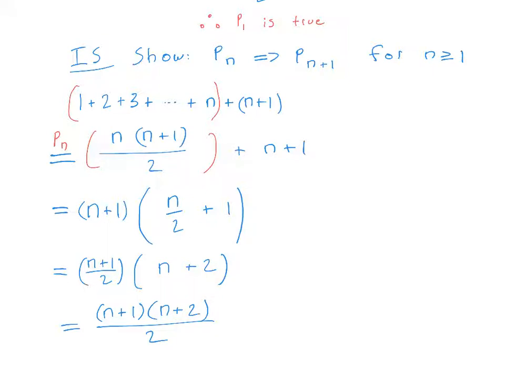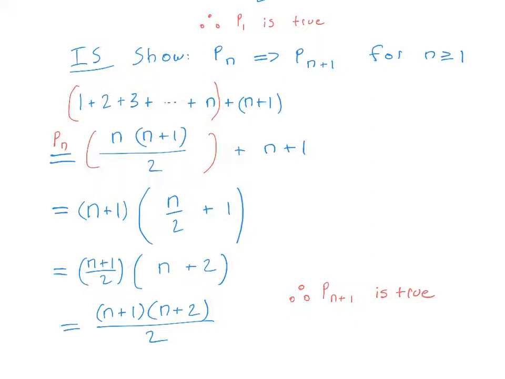So in conclusion, we now know that p sub n plus 1 is true. So therefore, p sub n plus 1 is true. And that completes our induction. So in the inductive step, we used p sub n along the way to help us conclude that p sub n plus 1 is true.